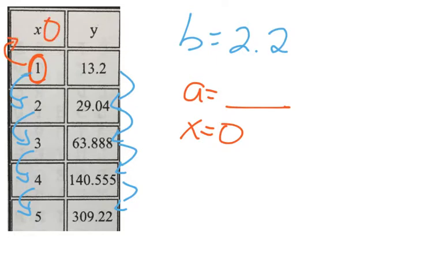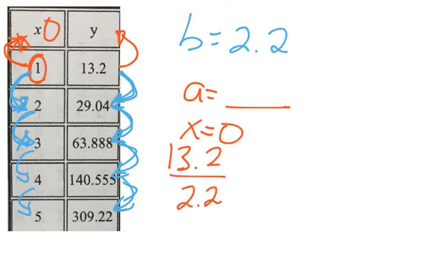So again, when we increased by 1, we multiplied by 2.2. If we're decreasing by 1, we're going to divide by 2.2. So we're going to take 13.2 and divide by our scale factor. And when we divide that, we get 6. So when x equals 0, we get 6. So our a value is going to equal 6.